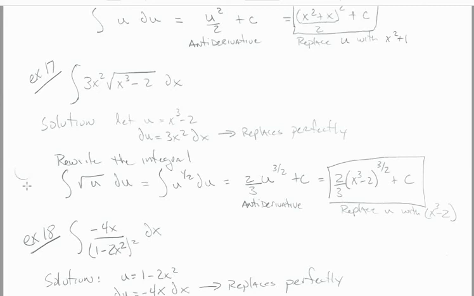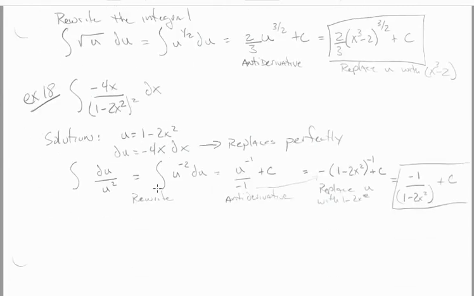I really think we're getting the hang of this. I think it's more or less figuring out the u piece, so I'm going to go through these a little bit quicker. If we look at example 18, it's pretty obvious.